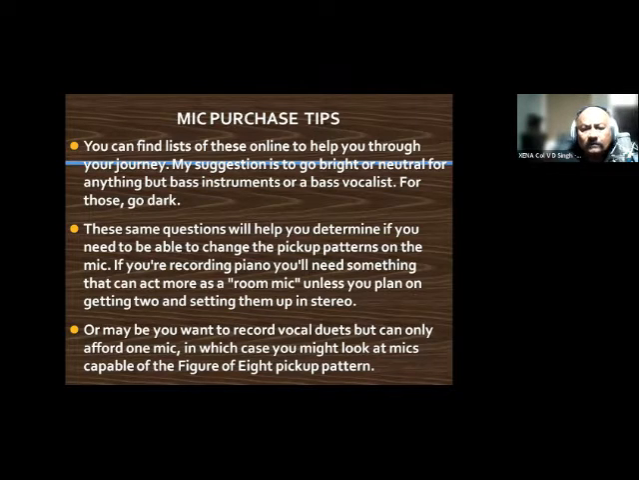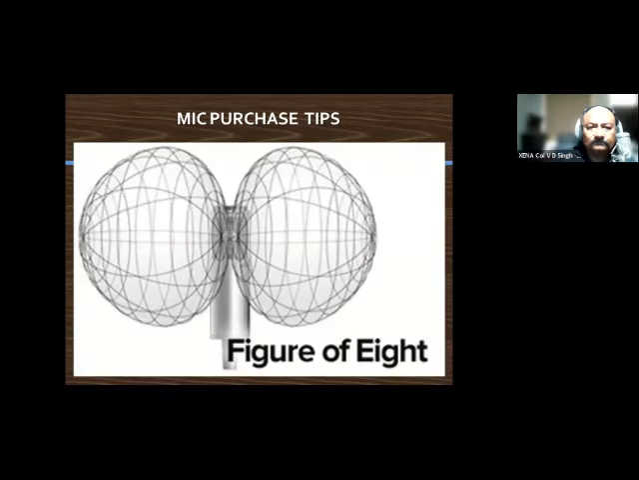Maybe you want to record vocal duets, but you can only afford 1 mic, in which case you would like a mic which allows 2 singers, standing in front of each other, so that the microphone catches sound from both sides. This is imaginary, how you can imagine a figure of 8 sound. The microphone is there vertically, and on both sides it is catching the sound. The sound source is on both sides. So this is how it is making a figure of 8 pattern.